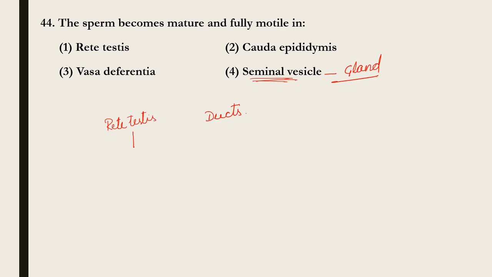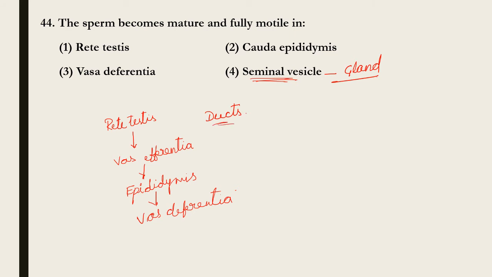So from here it goes to the vas efferentia, then to the epididymis, and then to the vas deferens or deferentia. These four we call the accessory reproductive ducts. We already discussed that the epididymis is considered the primary storehouse of the sperms. In this epididymis, the sperms mature and become fully motile.